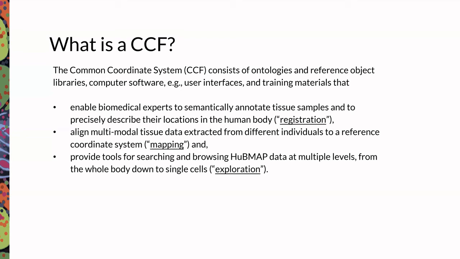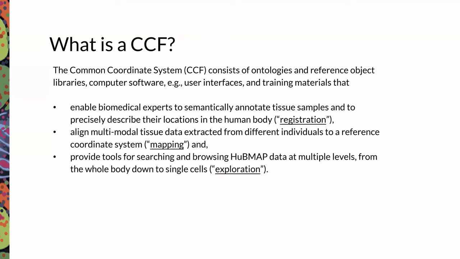We are interested in creating consensus organs into which you can register new tissue samples. And in order to arrive at these consensus organs, we have to understand what is normal and what different types of normal do exist. And ultimately, we want to provide tools for searching and browsing HuBMAP data in the portal, but also via APIs and via other portals at multiple levels, from the whole body down to the single cell level. And we call that exploration.